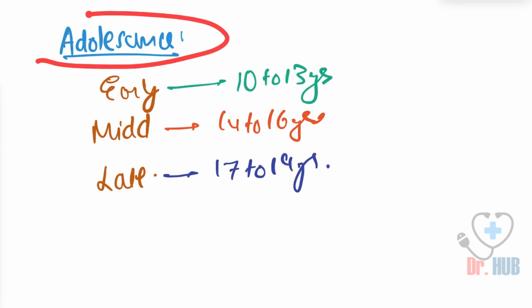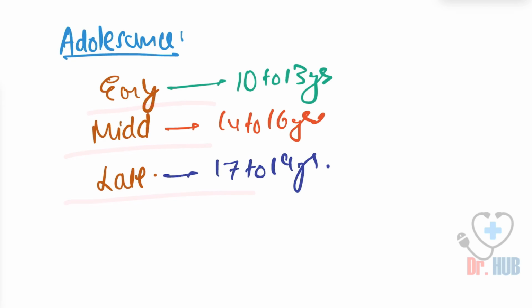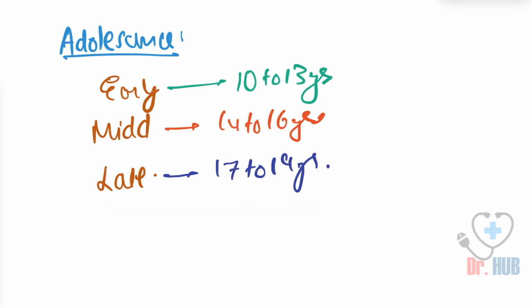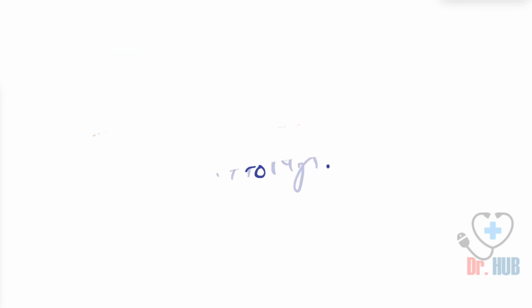To recap, we saw the adolescent stage. We have early, middle and late. Early is from 10 to 13, middle is from 14 to 16 and late stands for 17 to 19 years. Now we'll be answering our questions.